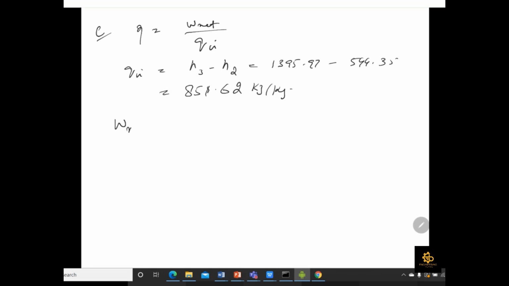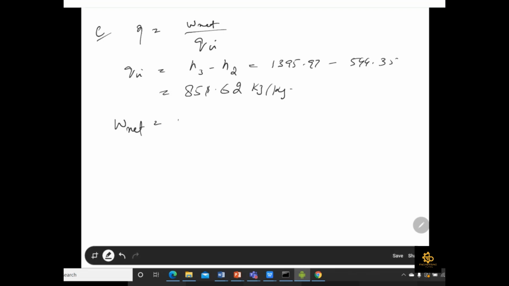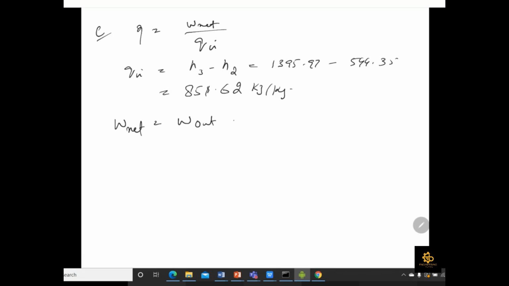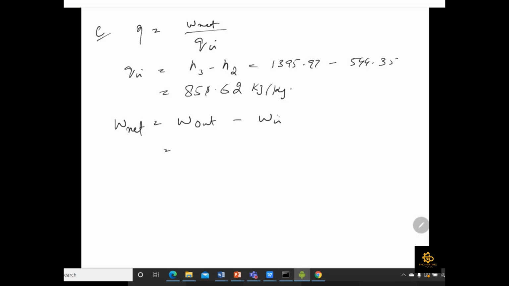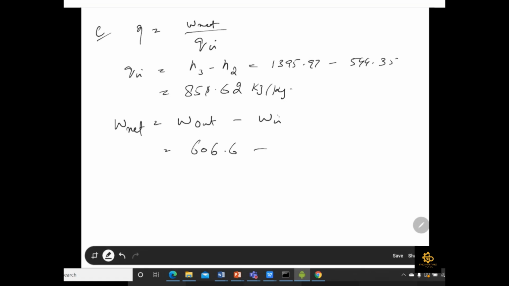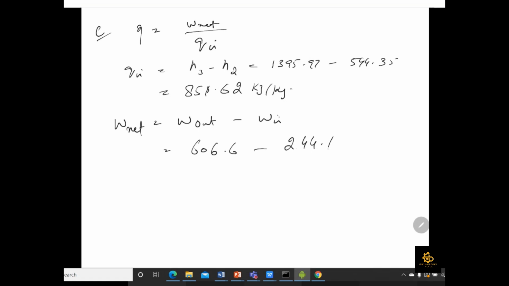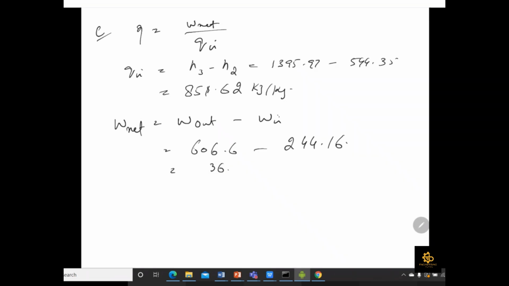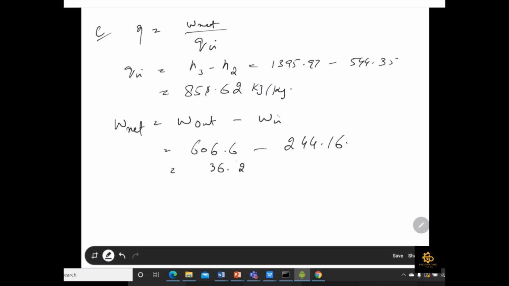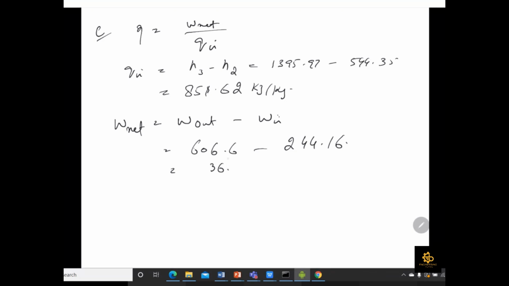For W net, you already know that it is equal to W out minus W in. W out we already found in the back work ratio, part number B, which is the turbine work out, 606.6. And W in is the compressor work we have to supply, which is 244.16, which we already found in part B. So from here we can easily find W net, which is 362.4 kilojoule per kg.